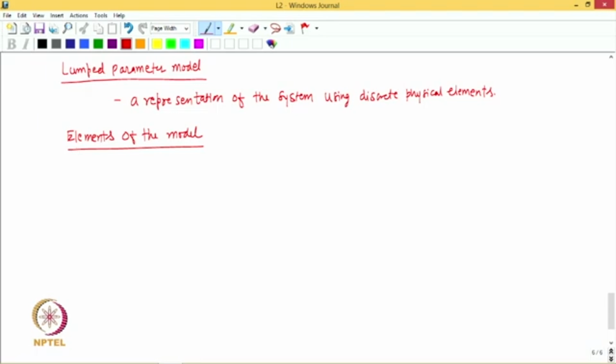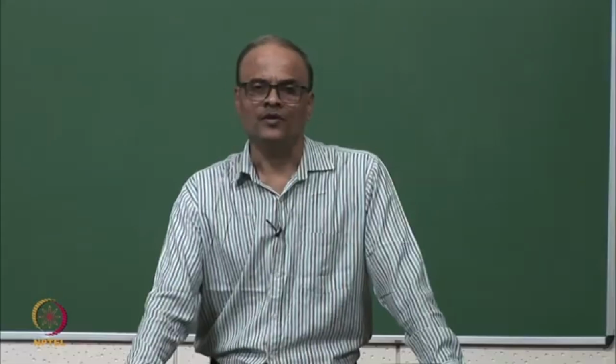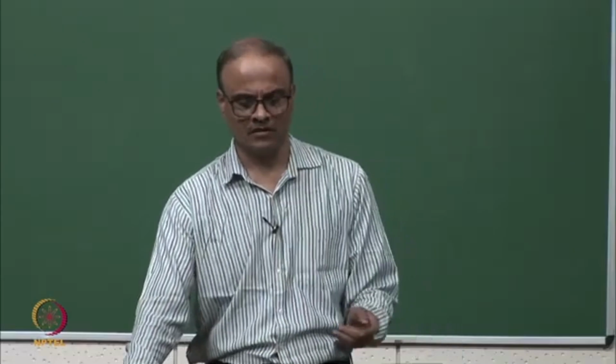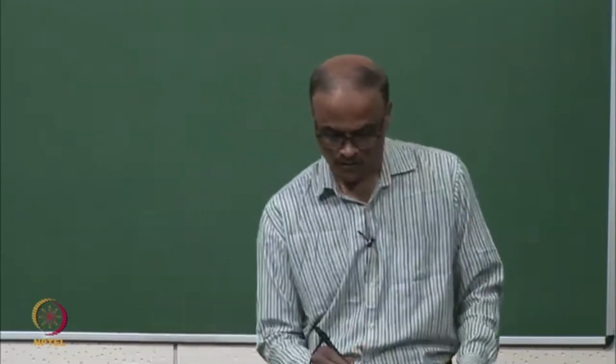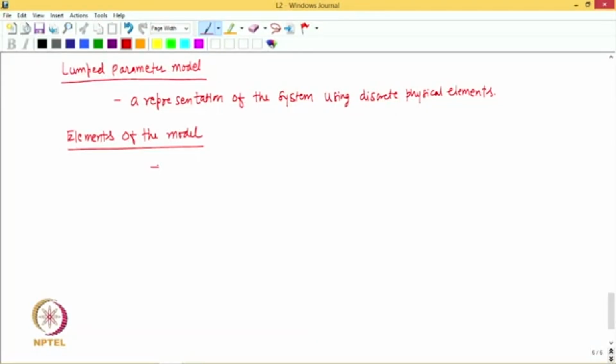What are the physical characteristics or parameters of the system which affect the vibratory phenomena? One parameter which affects it is the inertia or mass of the system. The mass of the system and its distribution affects the vibration characteristics, it affects how the system vibrates. Therefore, we need to represent this mass in the model.